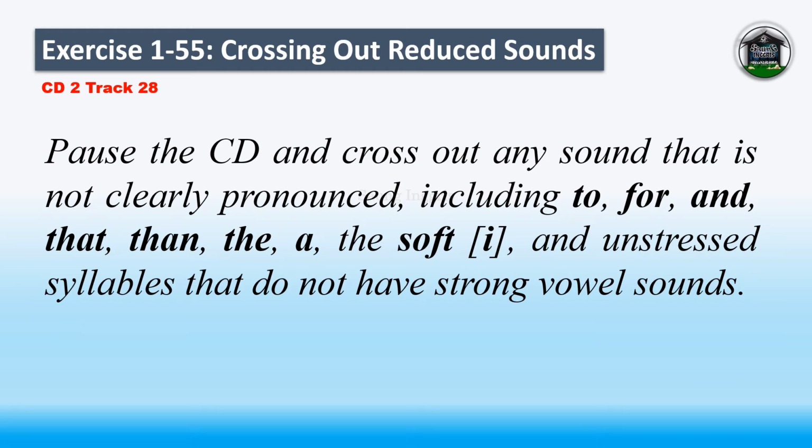Exercise 155. Crossing out reduced sounds. Pause the CD and cross out any sound that's not clearly pronounced, including to, for, and, that, then, the soft I, and unstressed syllables that do not have strong vowel sounds.